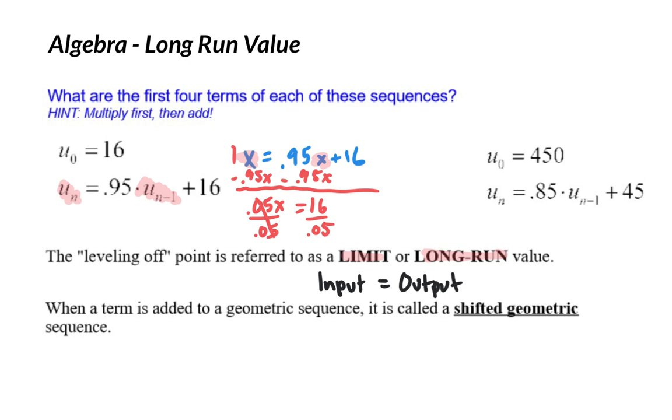And this calculates to be 320. Here's what that means. If I plug 320 in right here and add 16, I get 320, which creates like a loop. Because remember, a recursive says, well, just plug in the last number to get this number. But now I'm constantly plugging in 320 and getting 320. That's my long run value.